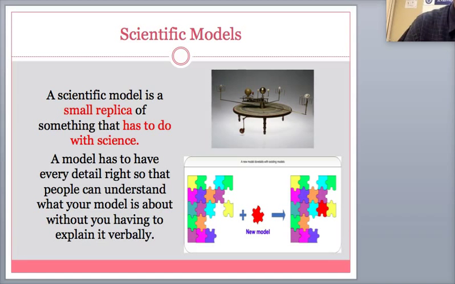And finally, you have scientific models. A scientific model is a small replica of something that has to do with science. The model has to have every detail right so people can understand what your model is about without you having to explain it verbally. The image on top is a good example of a scientific model. It represents the planets orbiting the Sun in our solar system.